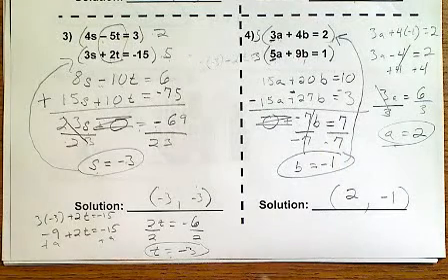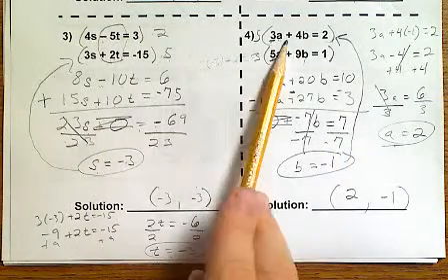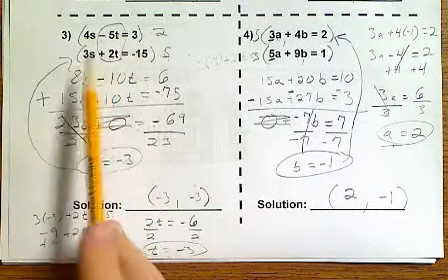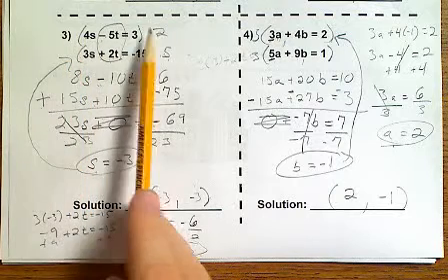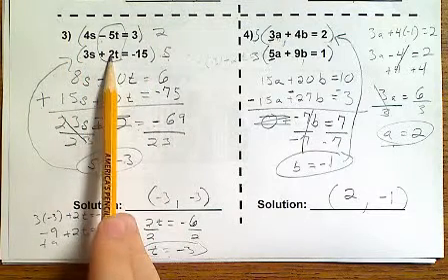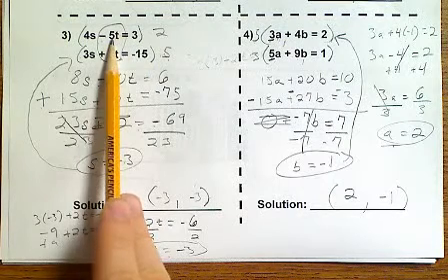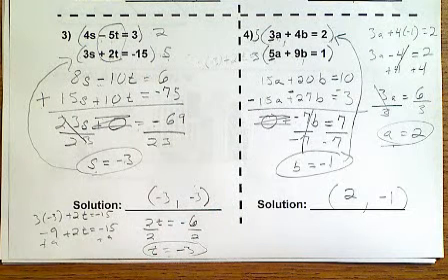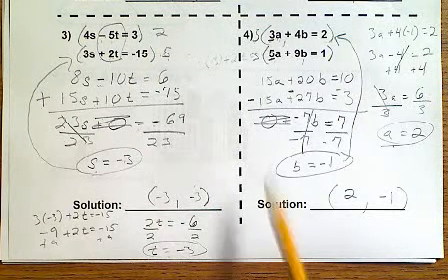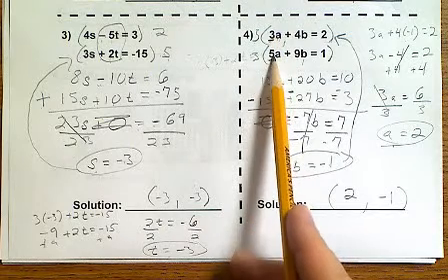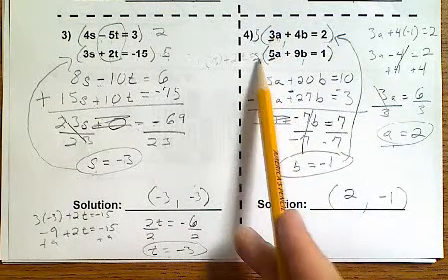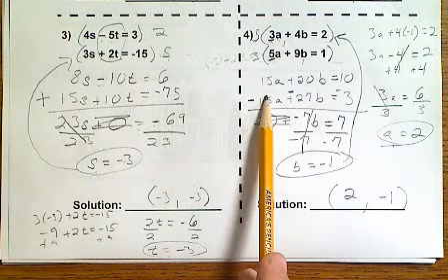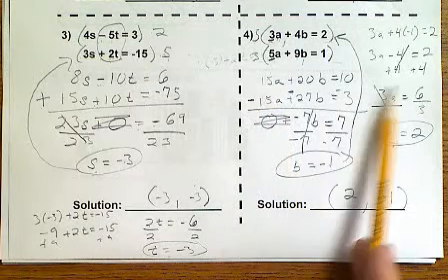Just a quick recap. For numbers 3 and 4, I couldn't just multiply one equation and have the numbers equal. I had to multiply both. So I multiply the top by 2 and the bottom by 5 in order to make my t's match. From here I could use elimination. On number 4, I chose to get rid of the a's. So multiply the top one by this 5 and the bottom one by that 3. That made my a's match, and then I had to subtract when I did my elimination here.